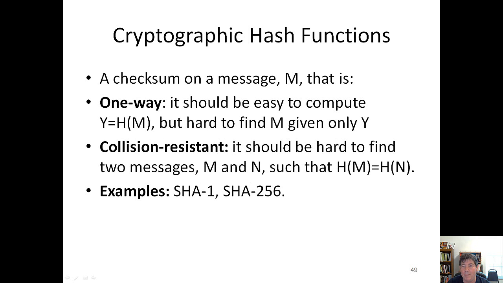A checksum on a message M, that is, a hash Y, is one way: it should be easy to compute, but hard to find M given only Y. It should be collision resistant. It should be hard to find two messages M and N such that they both have the same hash value. Examples of these hashing functions are SHA-1 and SHA-256, and these have been around for quite a few years.